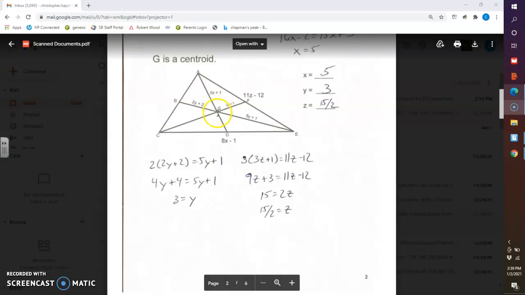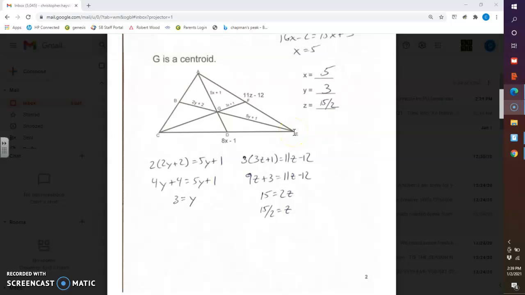When you have a centroid, the distance from the vertex to the centroid is double the distance the centroid to the midpoint. So if I double 2y plus 2, it should equal 5y plus 1 because EG is double GB. When we double 2y plus 2, we get 4y plus 4 equals 5y plus 1, and my y equals 3. And you can always plug these back in to check them. This becomes 8 when you plug 3 in, this becomes 16 when you plug 3 in.